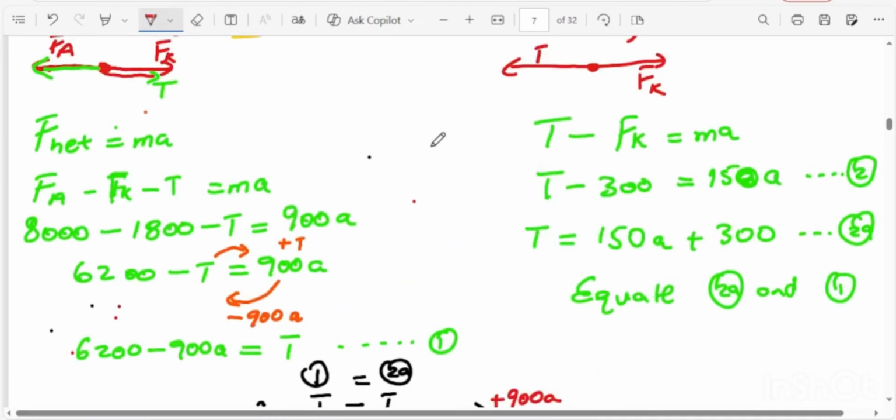Now, this mark, it's either one of these two equations, you get a mark. You see, so this is a simple mark. We know that F net is equal to MA. So by showing that, we take the F applied minus the Fk minus the tension is equal to MA, you get a mark for that.